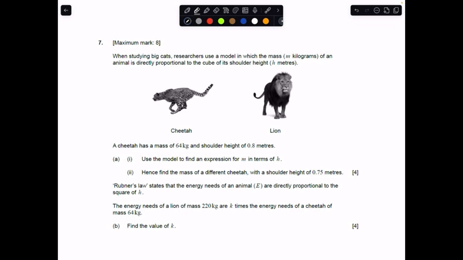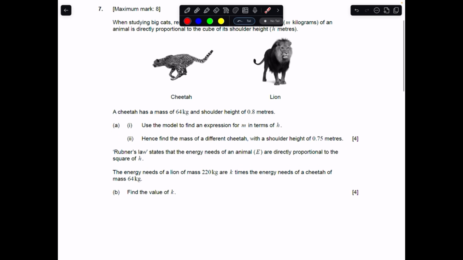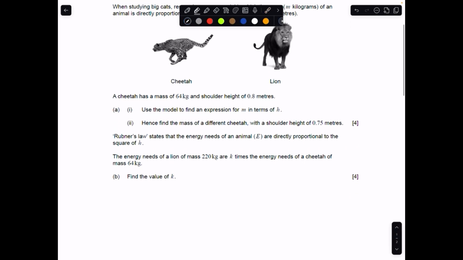Okay, when studying big cats, researchers use a model in which the mass m kilograms of an animal is directly proportional to the cube of its shoulder height. A cheetah has a mass of 64 kilograms and shoulder height of 0.8 meters. And part A says, use the model to find an expression for m in terms of h. Okay, so let's go ahead and do this first part here.